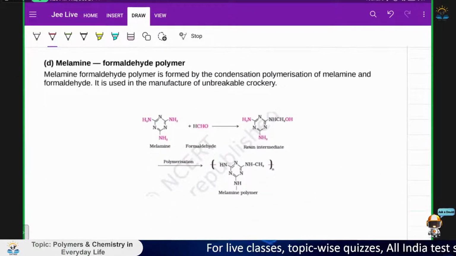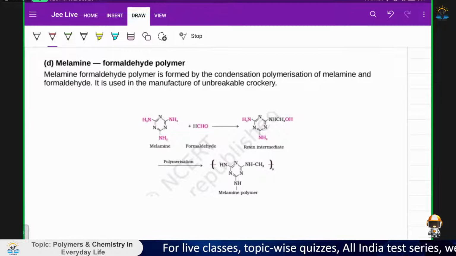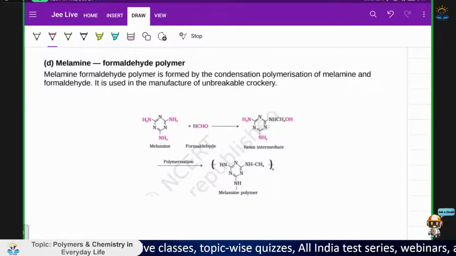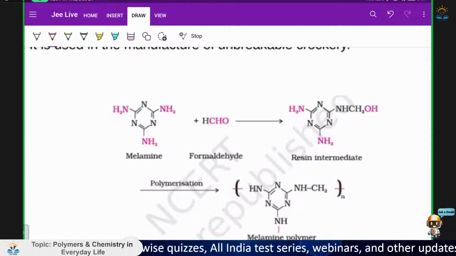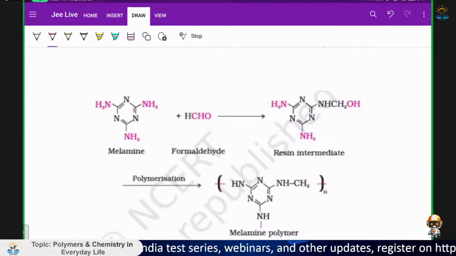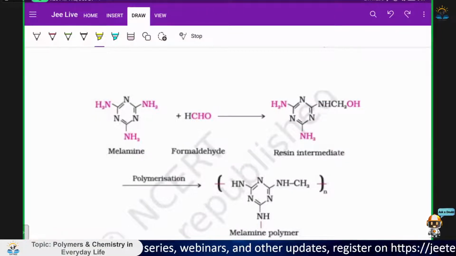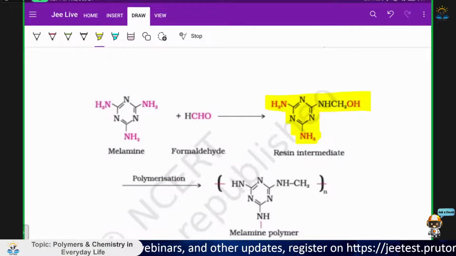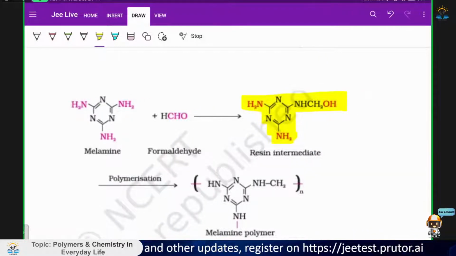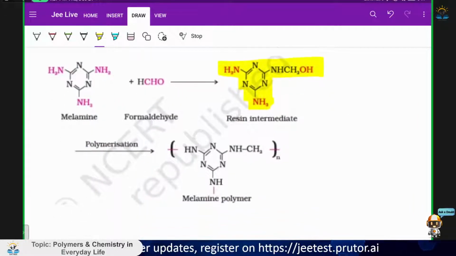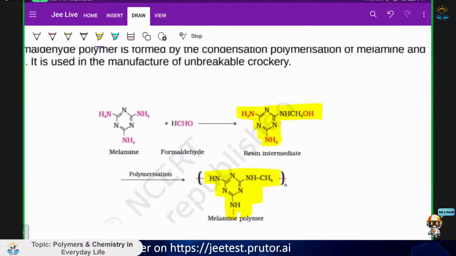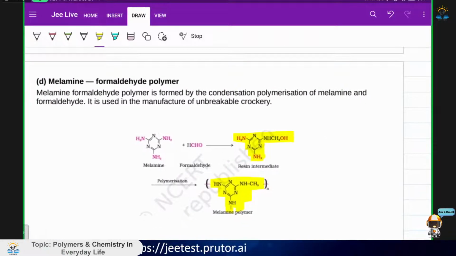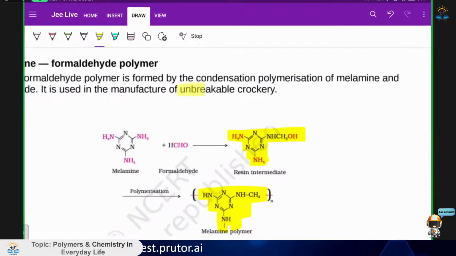Next one, melamine formaldehyde polymer. Melamine formaldehyde polymer is formed by condensation polymerization of melamine and formaldehyde. So this is melamine, this is formaldehyde. So we'll get the intermediate as this. Now what happens? The OH group and the NH2 group of the next monomer combine to form our melamine polymer. So where is it used? It is used for the manufacture of unbreakable crockery.